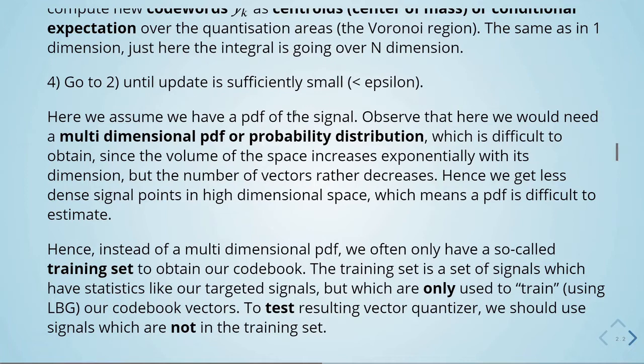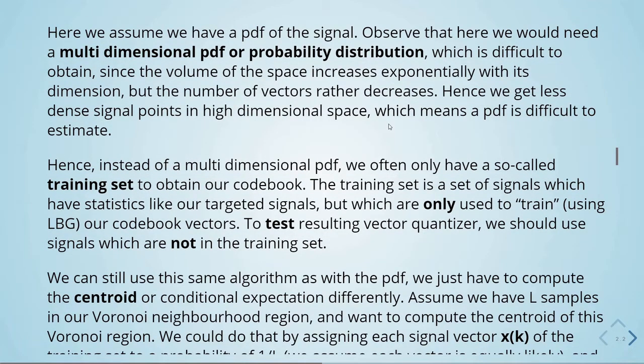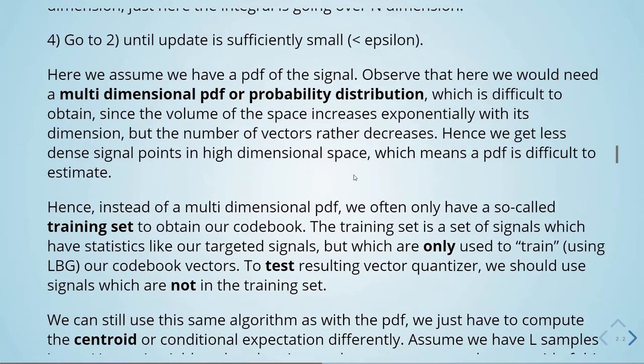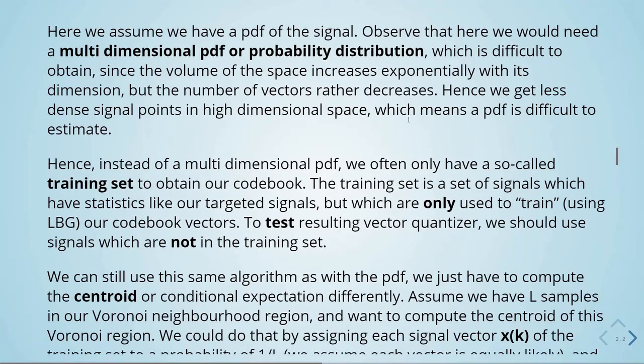So what we can do, we need a different strategy, and instead of a multi-dimensional PDF, we often only have a so-called training set to obtain our codebook. So the training set is a set of signals which have statistics like our target signals, but which are only used to train our codebook vectors. So we use the Linde-Buzo-Gray algorithm to train using this training set. To test the resulting vector quantizer, we should use signals which are not in the training set.